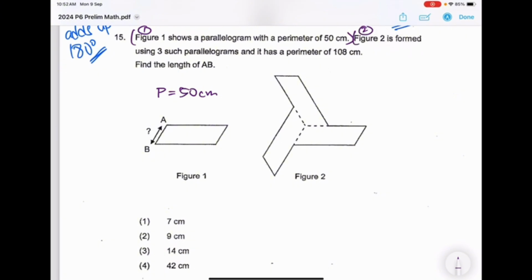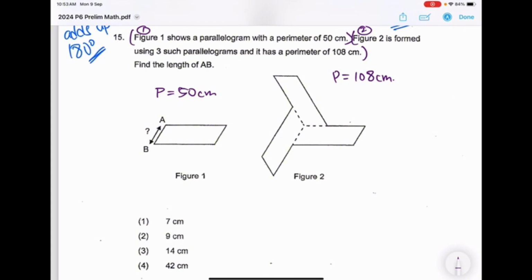Figure 2 is formed using 3 such parallelograms and it has a perimeter of 108 cm. Now, they're asking us to find the length of AB. What I want to do from here is actually just to multiply the perimeter of figure 1 by 3. So I have 50 cm times 3, that will give me 150 cm.